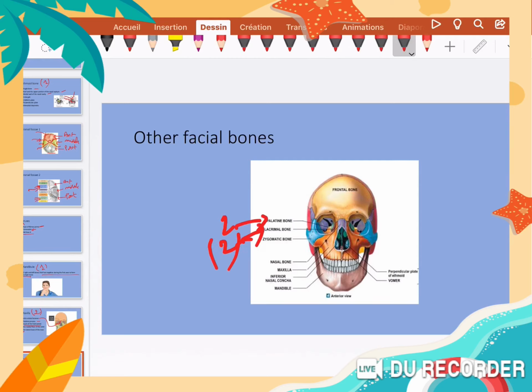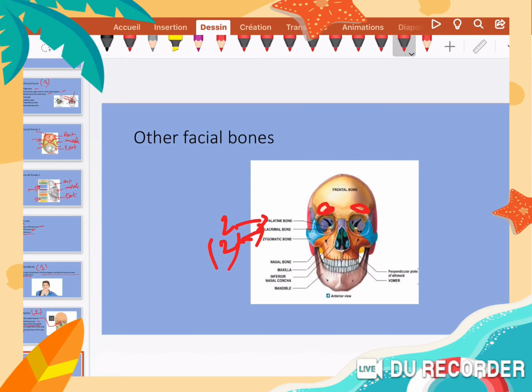Okay, when the tears collect in the lacrimal bone. Also we have the lacrimal gland. The lacrimal gland is what produces the tears, located in the frontal bone. Here is the lacrimal gland.